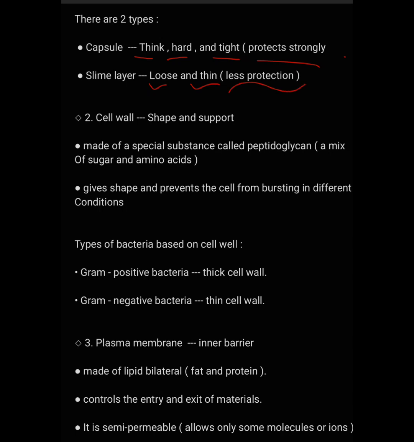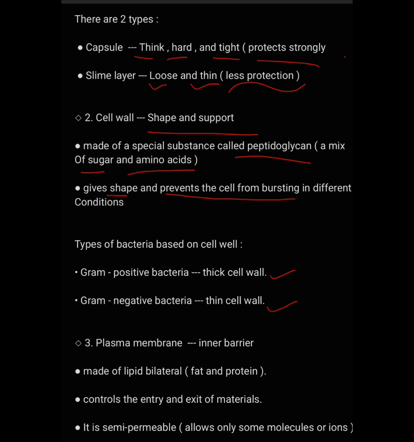The main function of the cell wall is to give shape and support to the cell, and it is made up of a special substance known as peptidoglycan. Peptidoglycan is made up of a mixture of sugars and amino acids. The cell wall gives shape and prevents the bacteria from bursting in different conditions. There are two different types of bacteria based on the cell wall. They are Gram-positive bacteria and Gram-negative bacteria. Gram-positive bacteria have a thick cell wall and Gram-negative bacteria have a thin cell wall.